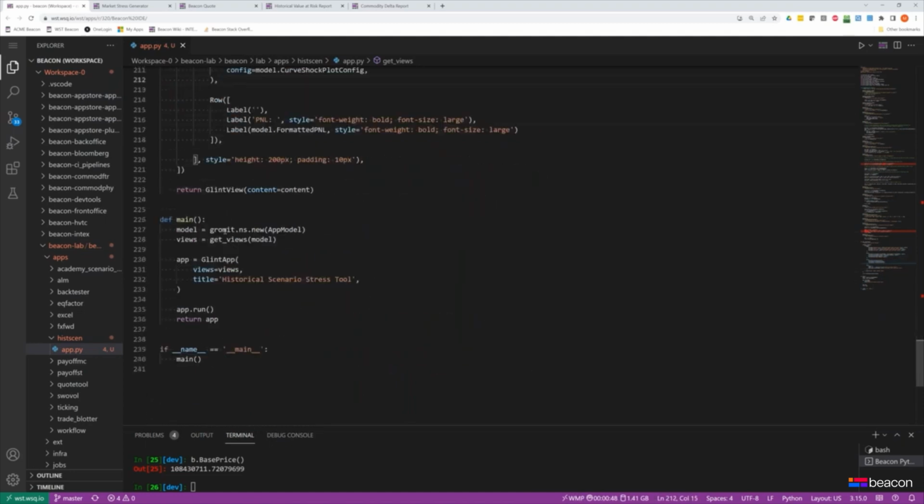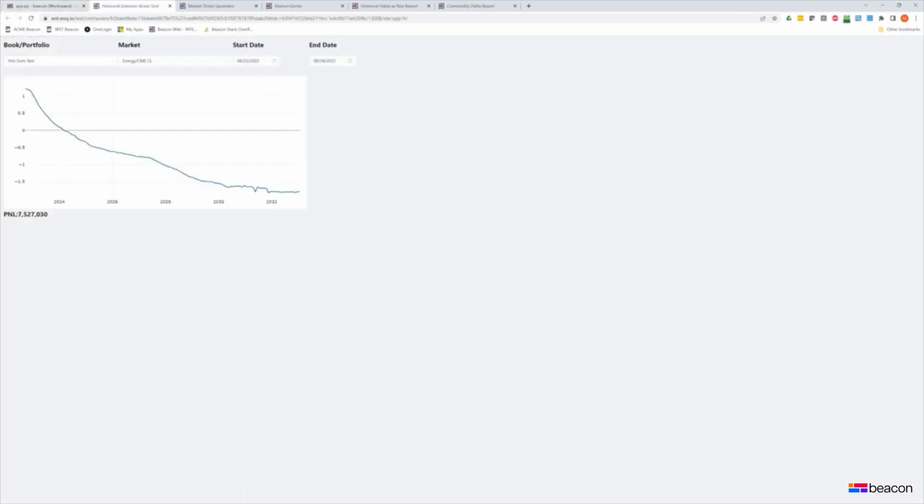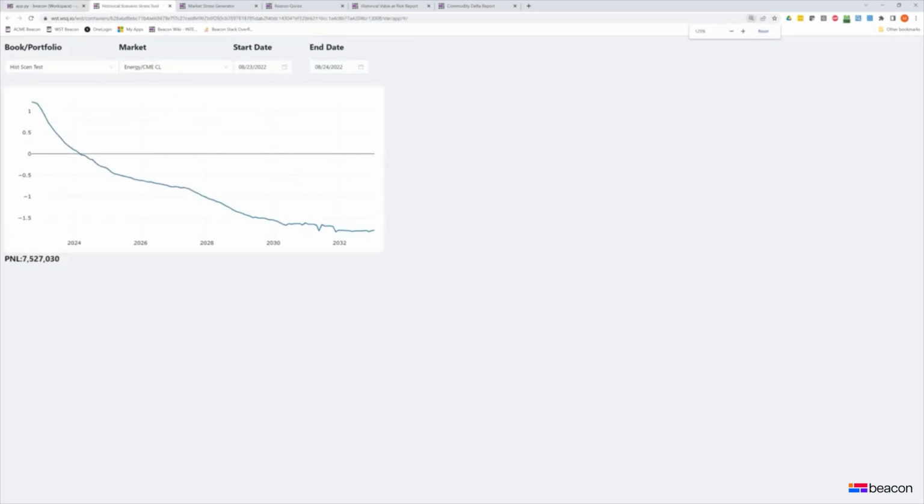And then the main function pulls the model and views together, rolls it into an app, and runs the app. So let's just run that. I'll hit F9. And on the fly, that translates that Python code into a real web application, not a super fancy web application. So here I can choose the portfolio, which market I'm running against, and the start and end date. It'll show me the curve shock that it's going to apply, and then it shows me the P&L for the book that I'm pointed at due to the shock.